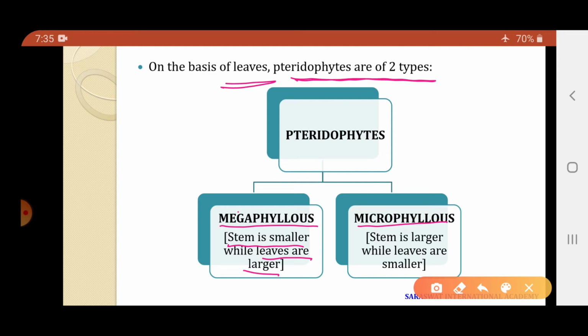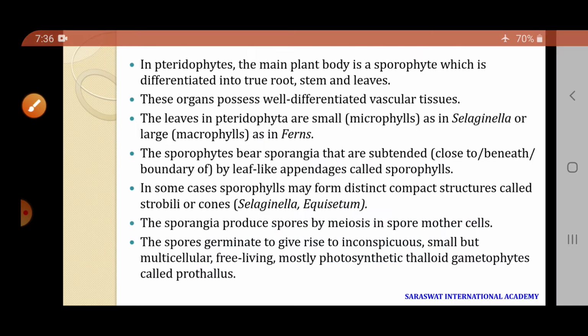The second type is microphyllous. Micro means small, phyllis means leaves. What are microphyllous pteridophytes? They are those pteridophytes where the stem is larger but the leaves are smaller. So pteridophytes with a larger stem but smaller leaves are called microphyllous pteridophytes. So on the basis of leaves, pteridophytes can be classified into two types: megaphyllous, where leaves are larger and stem is smaller, and microphyllous, where leaves are smaller but stem is larger.